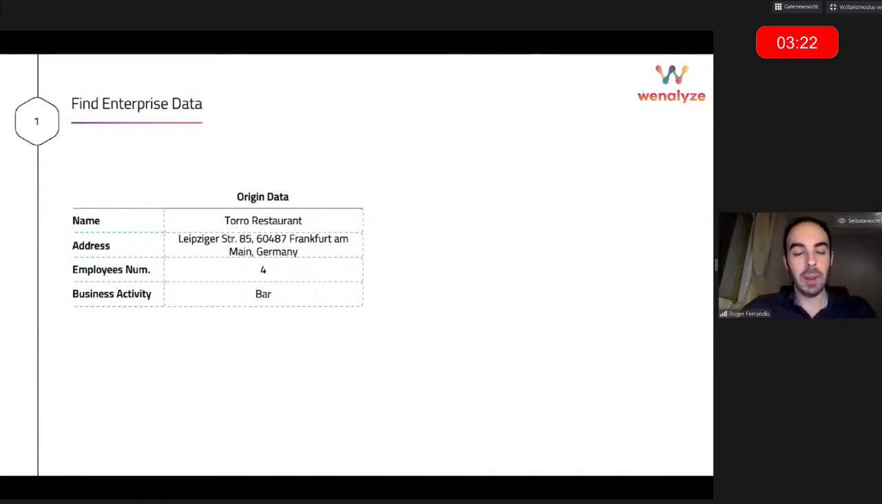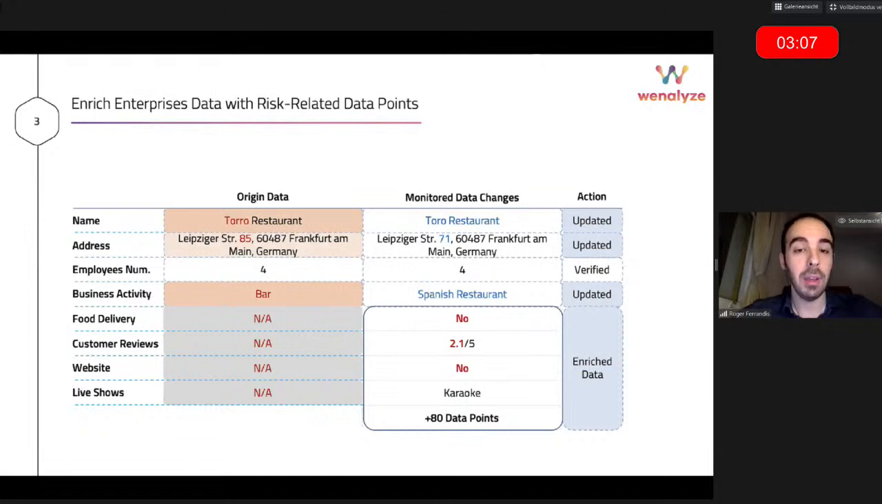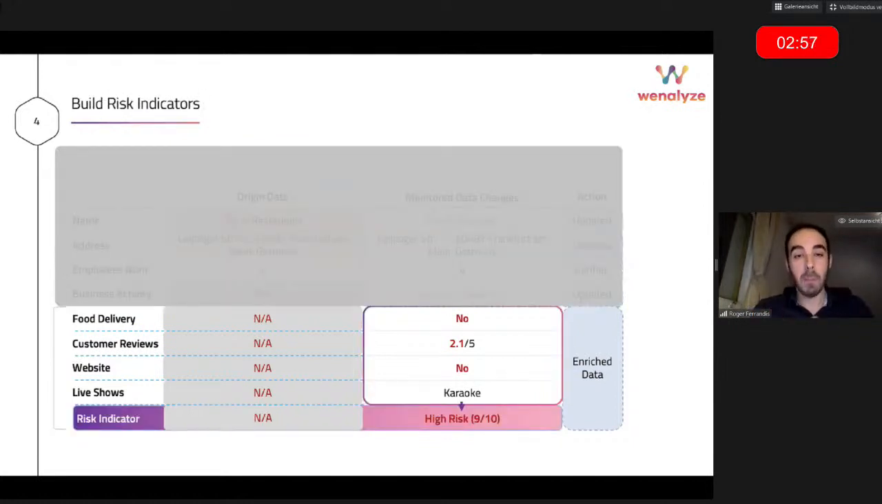So we first find the data of these enterprises. And over time, we control how this data is evolving in order to make sure that we have the highest quality of data possible. We also keep adding risk indicators that are not traditionally considered by financial institutions, but can be found online. And after that, we combine some of these risk indicators to build risk indicators that help us to sort and better segment these customers.